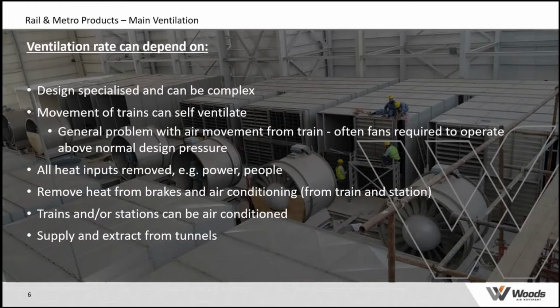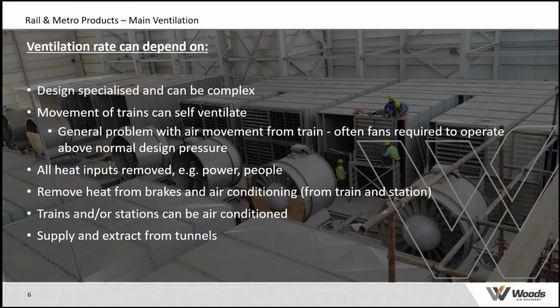And one of the big issues is the movement of the trains themselves. They can assist the self-ventilation of these underground spaces, but there's generally a problem with the movement of trains, the fact that they then move additional air around this space, and that can have an impact on the fans, and it can put the fans under, if you like, slightly abnormal operating conditions. So we need to understand that and make sure that we've taken that into account.